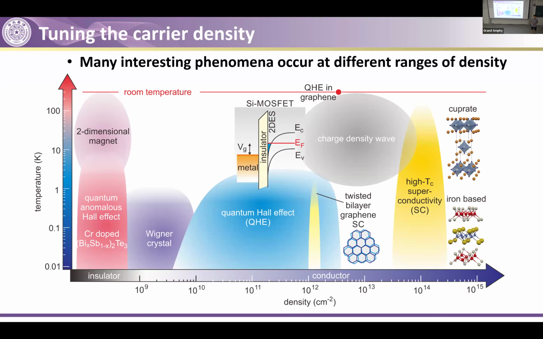So let me start by showing a summary of many of these interesting properties, including quantum effects, superconductivity, and all these phenomena you can access by tuning the carrier density. Some phenomena happen at relatively low density per square centimeter, and some phenomena happen at high density. So one of the important parameters seems to be the carrier density. Of course, you can do other things like strain or pressure, but this is what we want to do, by tuning the carrier density.